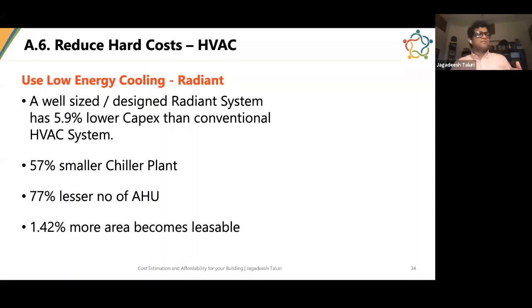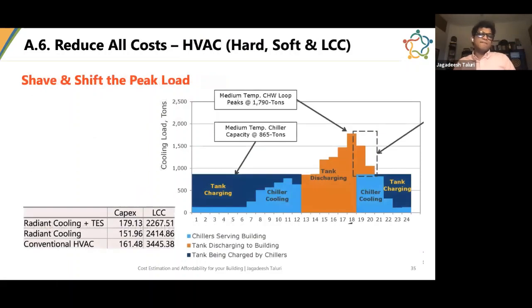So which means you can also claim benefit from your project partner. I'm giving you 1.42% more leasable area, which is going to result in additional revenues. You also account for that profit while you are looking at the cost benefit analysis. Another aspect that you can do is shaving the peak load and shifting the peak load.